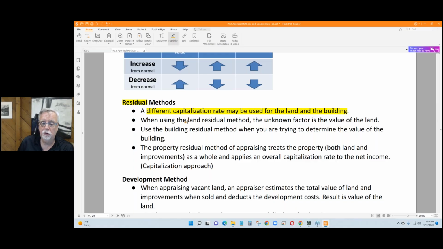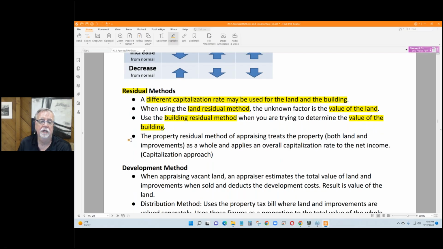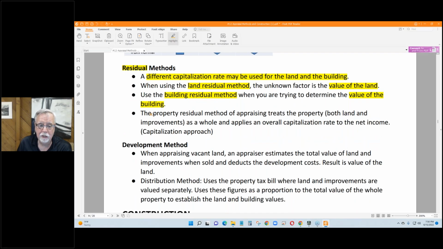So there's something called a land residual method, which determines the value of the land separately from the value of the building. And the building residual method, well, it would help you determine the value of the building. You might have guessed that just from looking at their names. And the property residual method, which is what we've been discussing today, is where it's an overall cap rate, right? Which is what we've been doing.